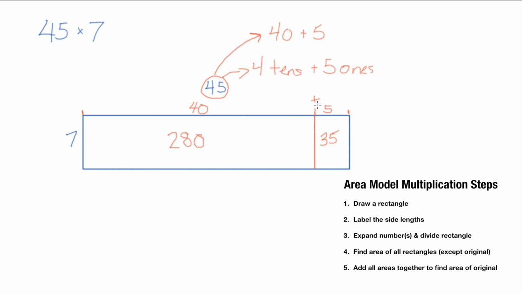So remember this addition sign here we put earlier? We need to now add the area of the two smaller rectangles together to find the area of our original rectangle. So we have 280 plus 35 gives us a total of 315. So our area of the original rectangle is 315 square units, and for our original question, 45 multiplied by 7, the solution is 315.